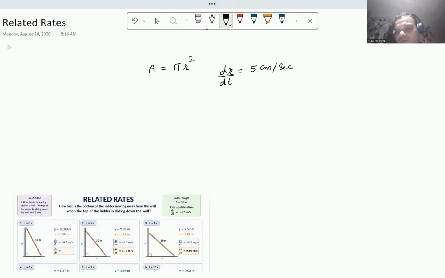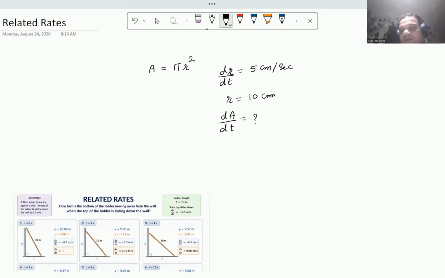Now you want to know how the area is changing at a particular moment. Suppose you want to know, if r equals 10 centimeter at this moment, how the area is changing. That is called related rates. So how are we going to solve this problem? What do we have to find? Here we are going to find dA over dt, the rate at which the area is changing.